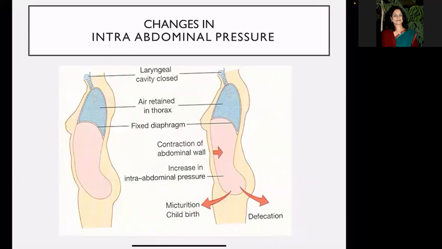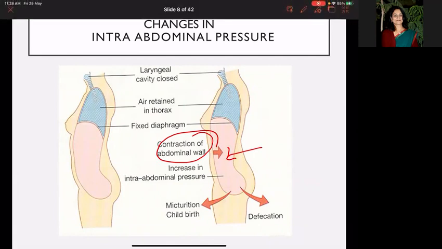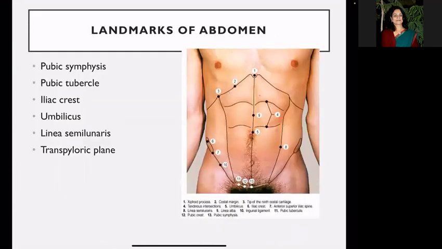Also, with this contraction of the abdominal wall, there is an increase in intra-abdominal pressure, and it helps in two natural processes, that is micturition and defecation, along with an important process, that is parturition. Then we'll talk about some of the important landmarks of the abdomen.